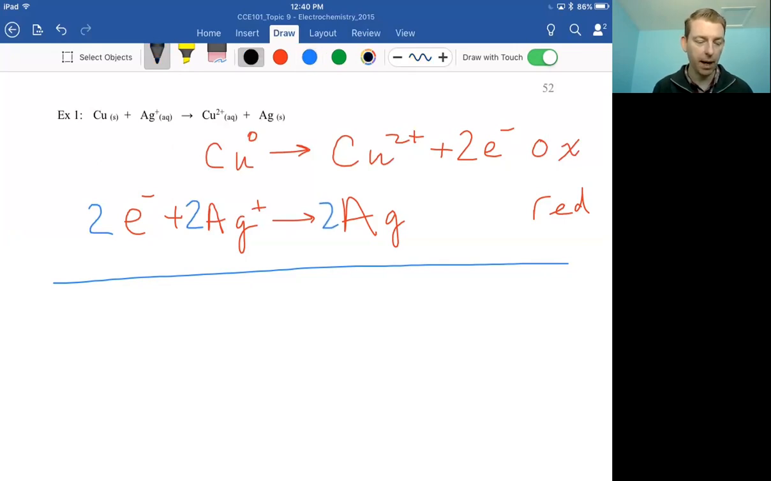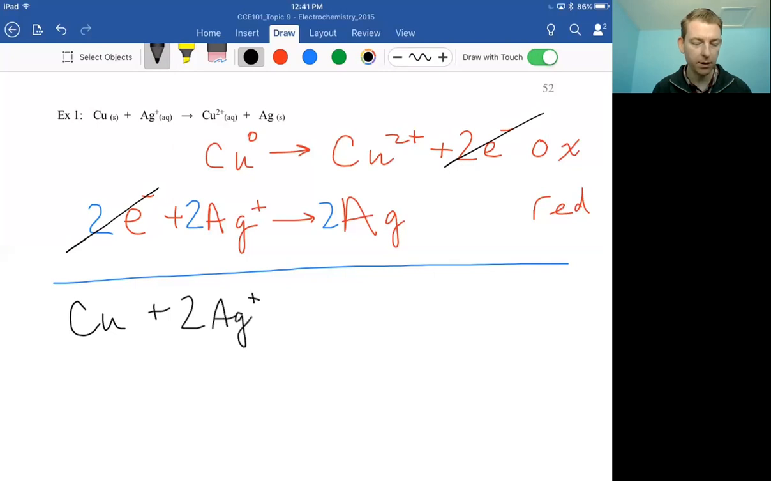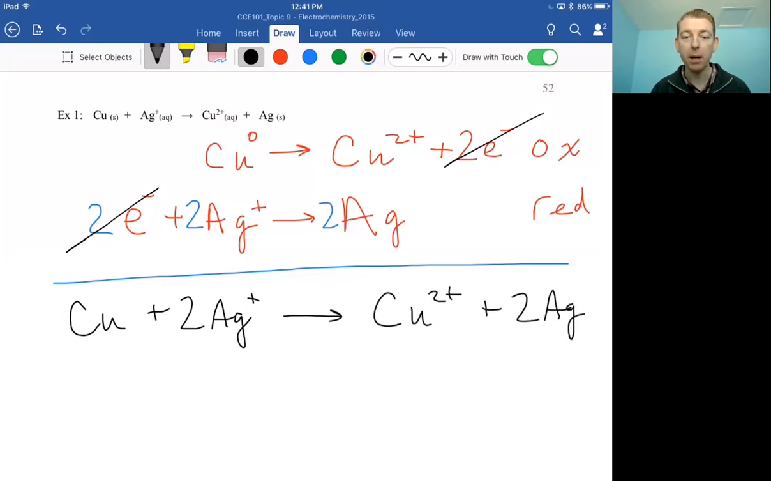And so when we add it all together, we can just cancel out the electrons. This is always going to be the goal of these balancing projects. Cancel the electrons so that we end up with copper metal and 2 silver ions go to copper 2 plus and 2 silver metal, okay?